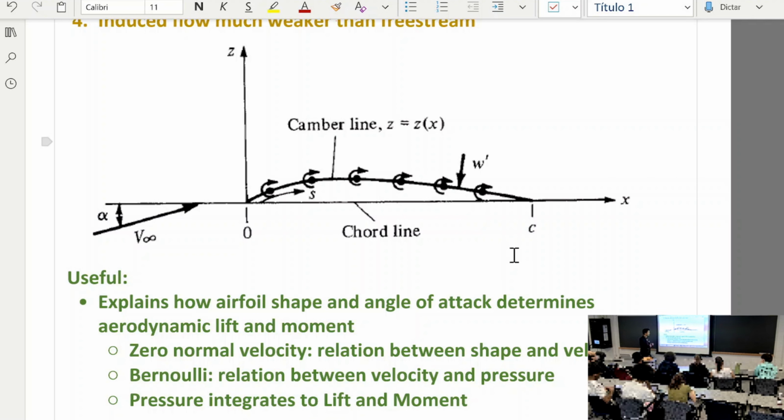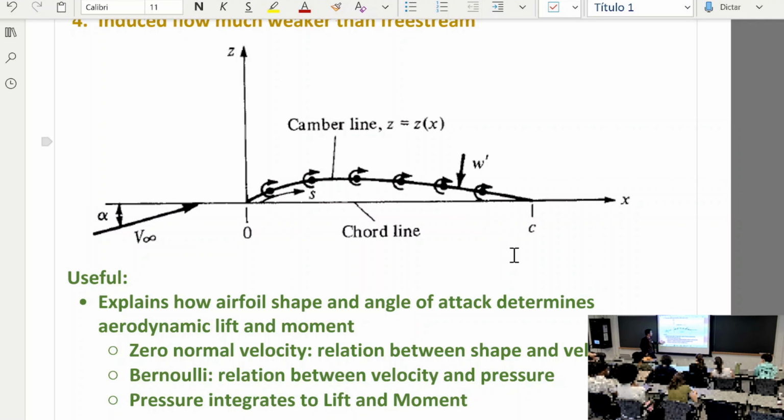So if you want to intuit how changing the shape of an airfoil would change the aerodynamic lift and moment without using a computer program, this is the best tool we have, right? Anything more accurate, you need to use a computer program like the one we are going to introduce this afternoon. So how it works is that it enforces zero normal velocity, just like in your homework, but around the whole chord of the airfoil.